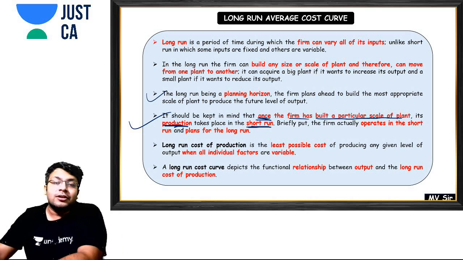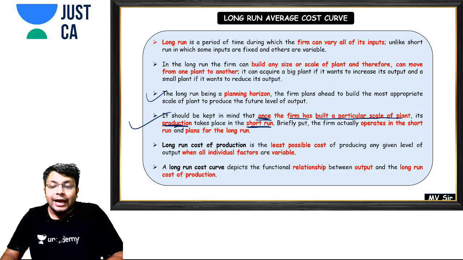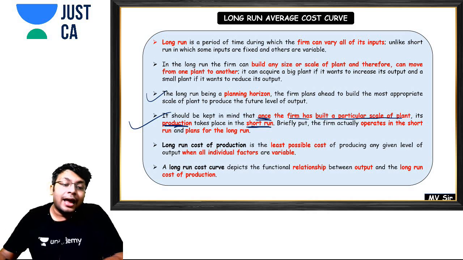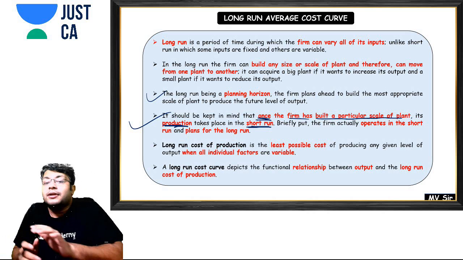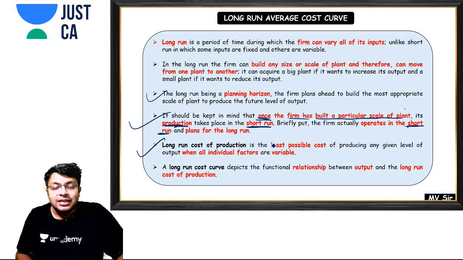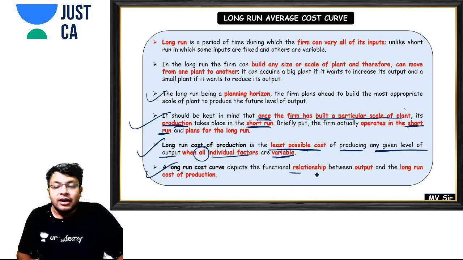So briefly put, the firm actually operates in the short run, but it plans in the long run. So first I do planning in the long run, and then actual operation is done in the short run. So long run cost of production is the least possible cost of producing at any given level of output when all factors are variable. A long run cost curve depicts the relationship between output and the long run cost of production.